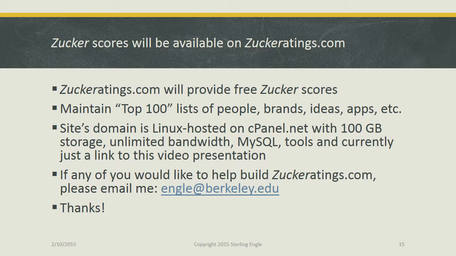The site's possible domain names have been registered: ZuckerRatings.com and ZuckerRain.com, and the domain is Linux hosted by cpanel.net with 100 gigabytes of storage, unlimited bandwidth, MySQL, and a lot of development tools. Currently the home page just contains a link to the YouTube video of this presentation.